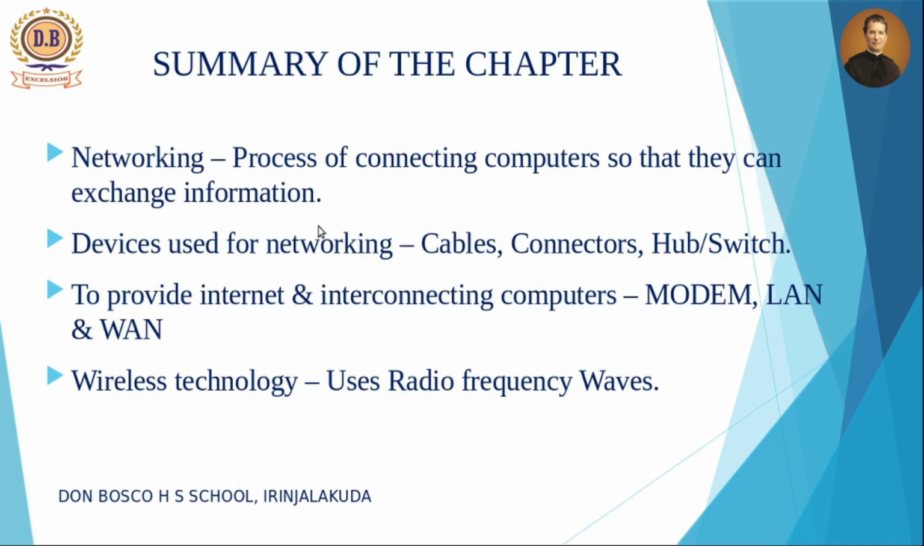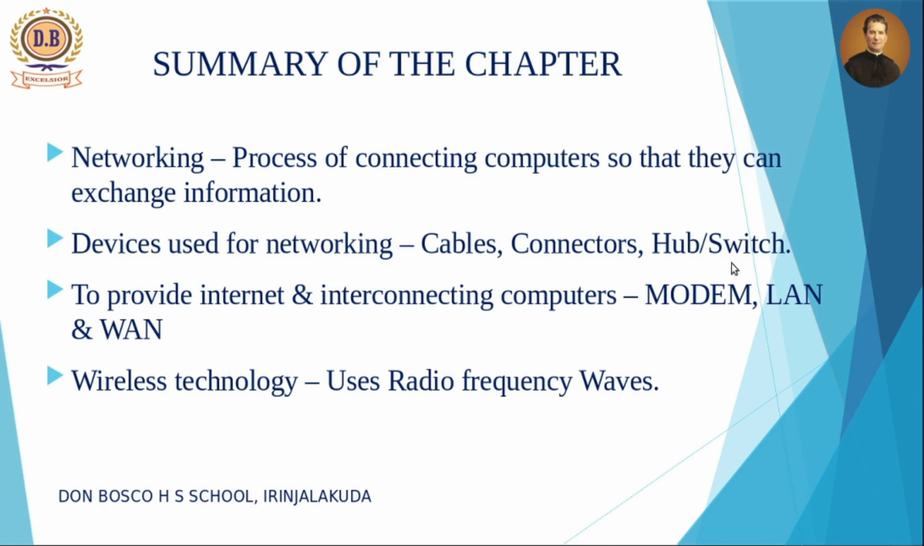Networking. Chapter 5 deals with networking. Networking means the process of connecting computers so that they can exchange the information easily. And there are certain devices used for networking, and they are cables, for example UTP cable, connectors, for example RJ45, RJ11, and then hub or switch.